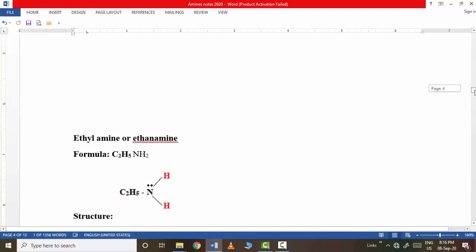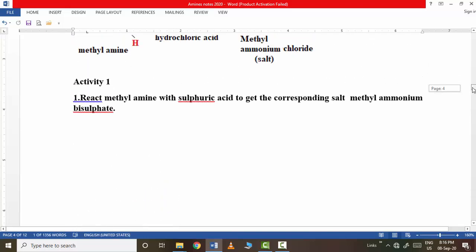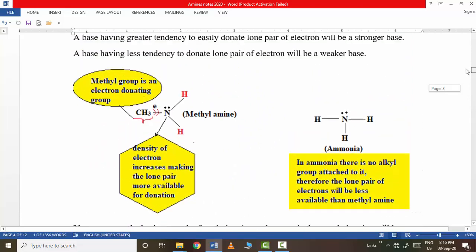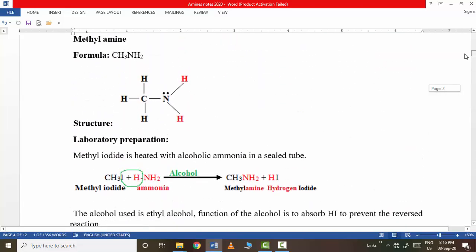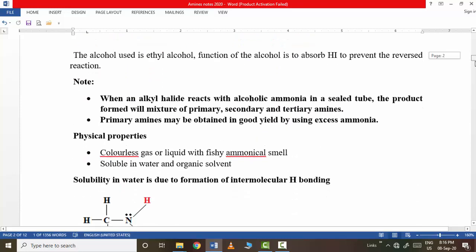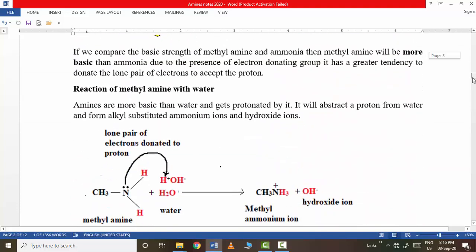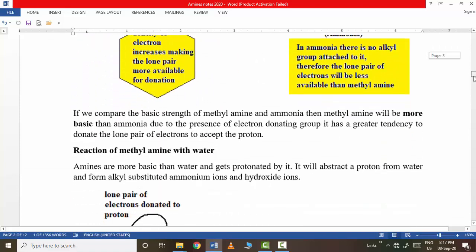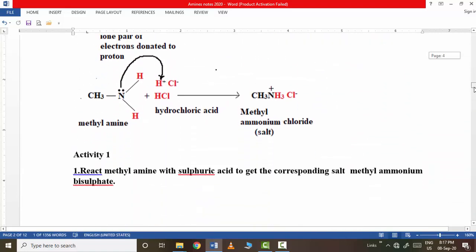So with this we finish the methylamine. Now the next topic is your ethylamine. So if you have understood the methylamine nicely, then it will help you to understand the ethylamine, because the reactions, chemical properties, physical properties are almost the same. So now let us look into the ethylamine.